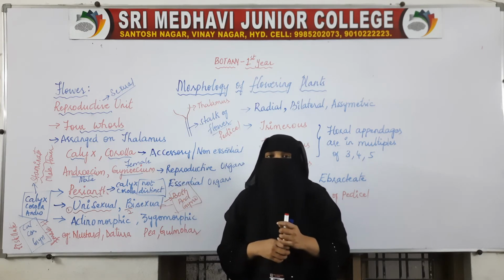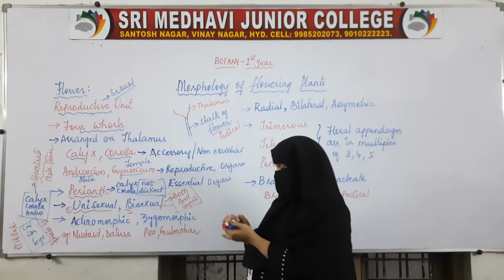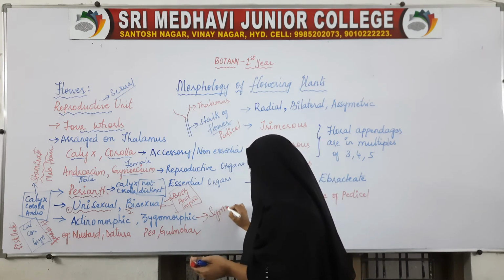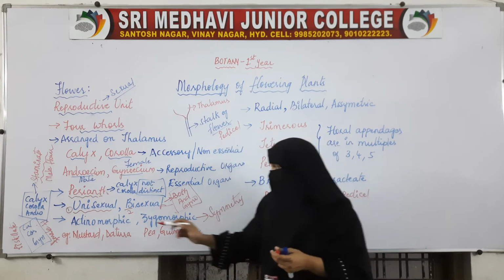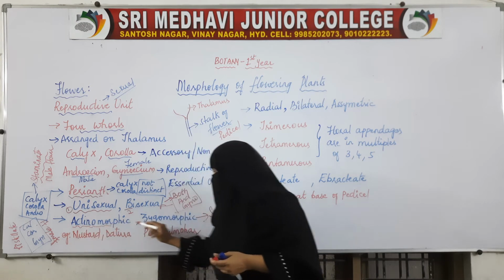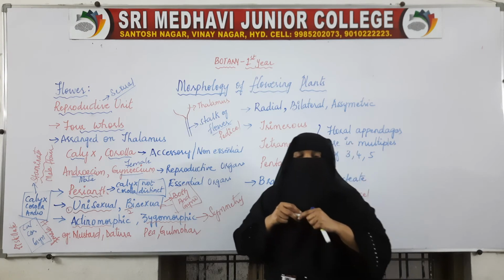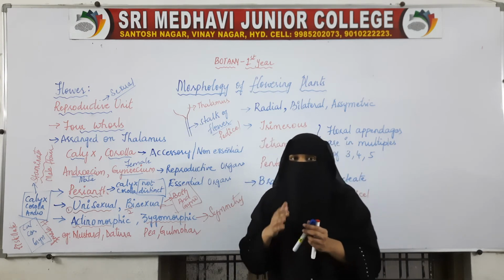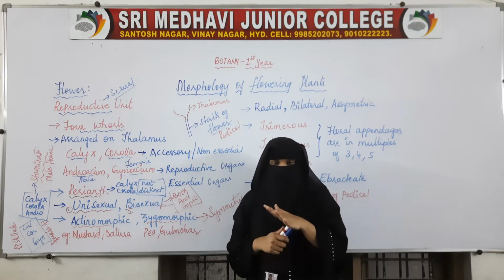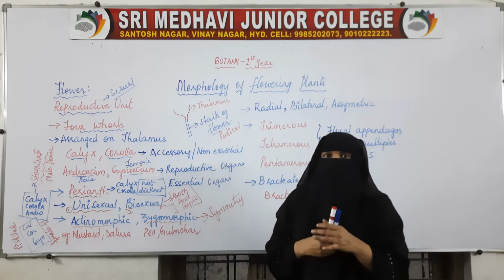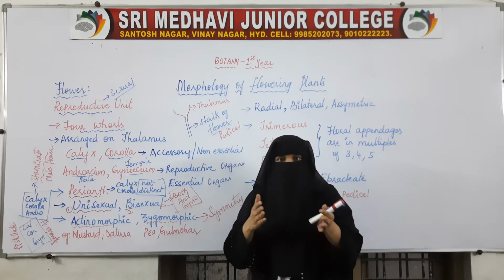Now we will classify the flower based on the symmetry. Based on the symmetry, the flower is of two types, actinomorphic flower and zygomorphic flower. Symmetry is nothing but whether a flower can be divided in a plane or not.